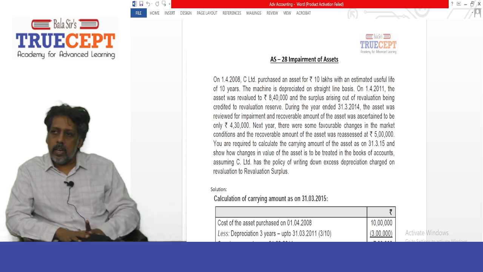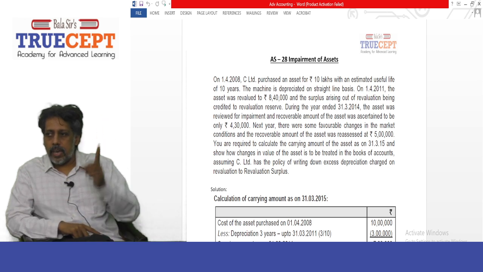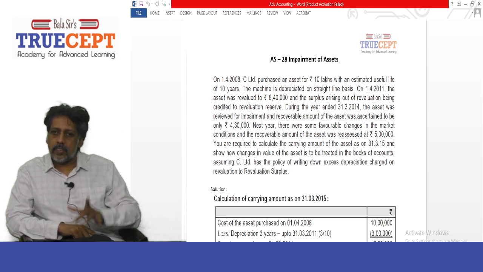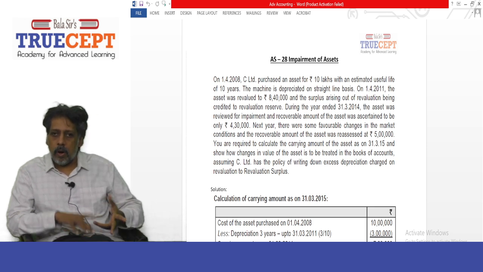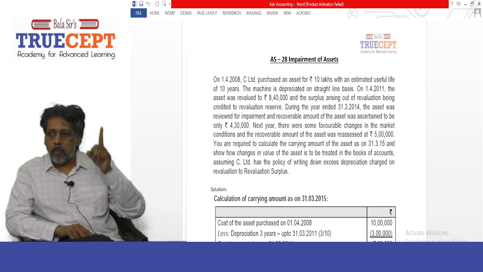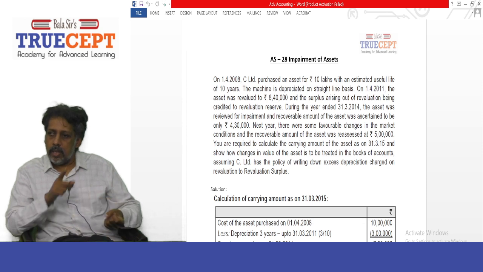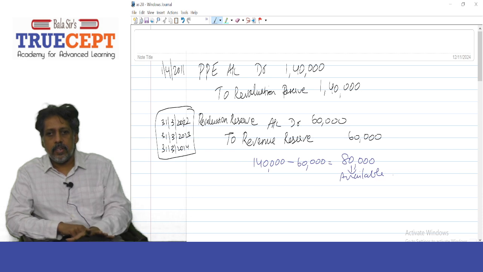So what is the revaluation increase? Is 1 lakh and 40,000, 140K. It is 140,000. Rupees 1 lakh 40,000 is an increase in asset value. And you all know this from accounting standard 10, the knowledge brought forward. This 1 lakh 40,000 should be credited to which account? Revaluation reserve, or you can say revaluation surplus. Is that fine? Yes, sir. Next.